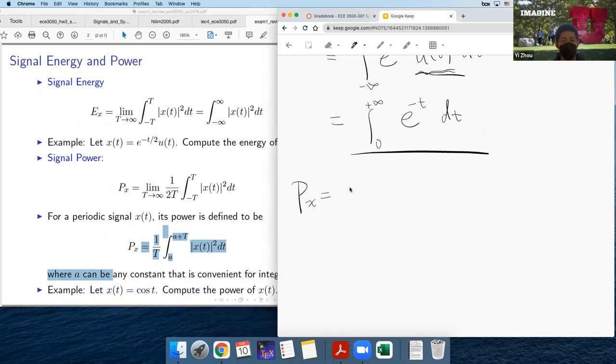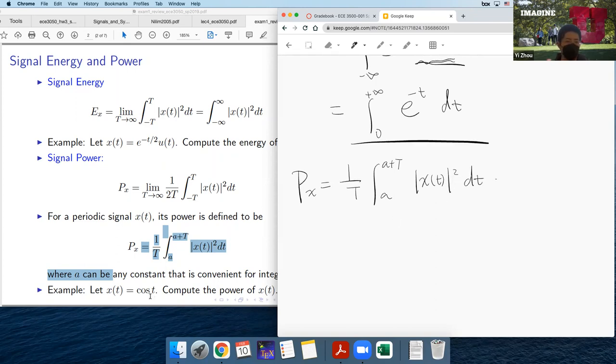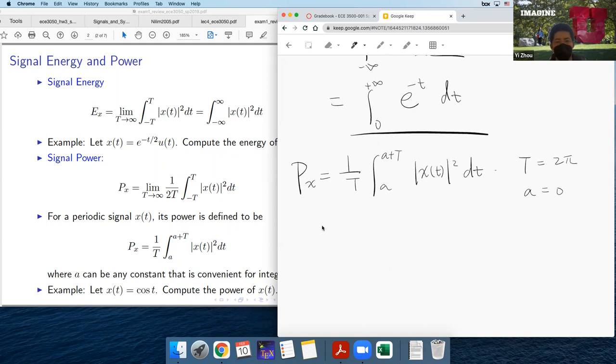So P_x is 1 over T, integration from A to A plus T. For cosine t, we know that T is 2 pi. Then we can choose A equal to 0 to simplify that, because A is arbitrary, so we can just focus on 0 to 2 pi. So this becomes 1 over 2 pi, integral from 0 to 2 pi, of cosine squared t dt.